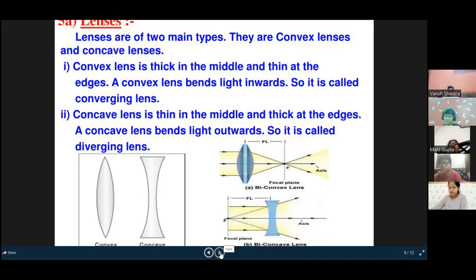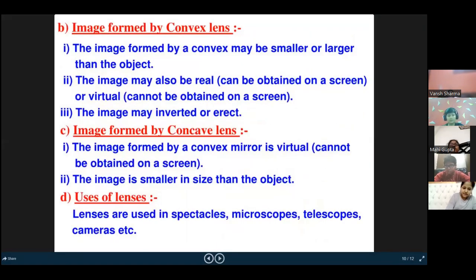So here we have taken a convex lens. When light passes through a convex lens, it meets at one point, which is known as the focus. Is it clear, children? A convex lens is known as converging. Next slide. What is the convex lens doing to the light? It is converging the light. Concave lens is diverging, and convex lens is converging.